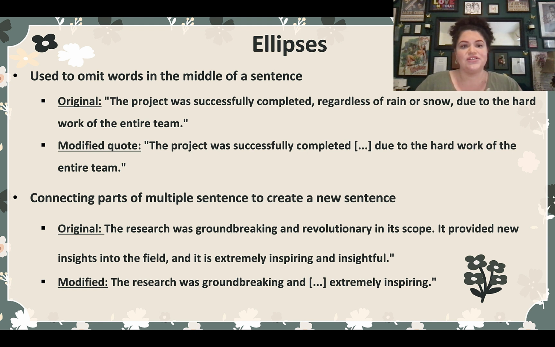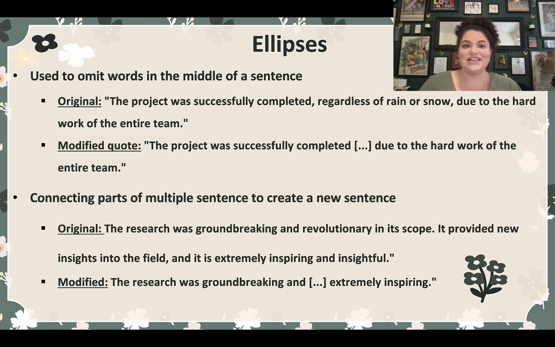You can do that. So for example, if the original quote is, "The project was successfully completed regardless of rain or snow due to the hard work of the entire team." Okay, so let's say regardless of rain or snow is not necessary. It's not relevant to what you're talking about in your paper. You can remove it by adding the ellipses. So the modified quote would be, "The project was successfully completed," insert the ellipses, "due to the hard work of the entire team." Notice a couple different things.